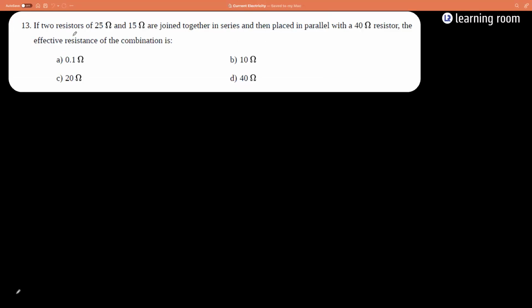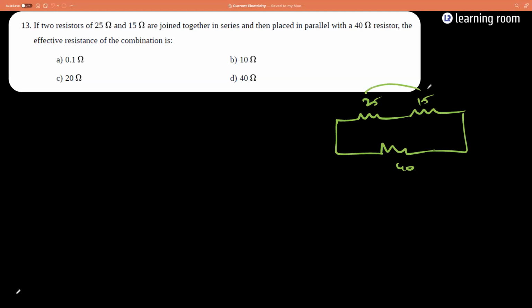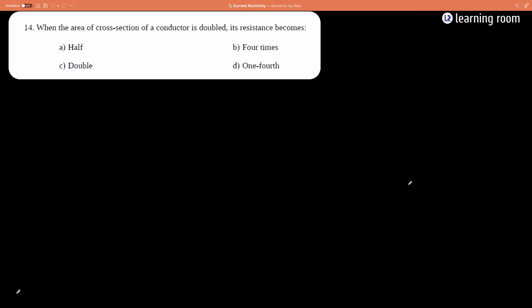If two resistors of 25 ohm and 15 ohm are joined together in series and placed in parallel with the 40 ohm resistor, the effective resistance of the combination would be? So 25 and 15 are connected in series, so this is going to be 40, and here it is 40. So 40 and 40 are in parallel. It is going to be 20 ohms. 20 will be the answer.